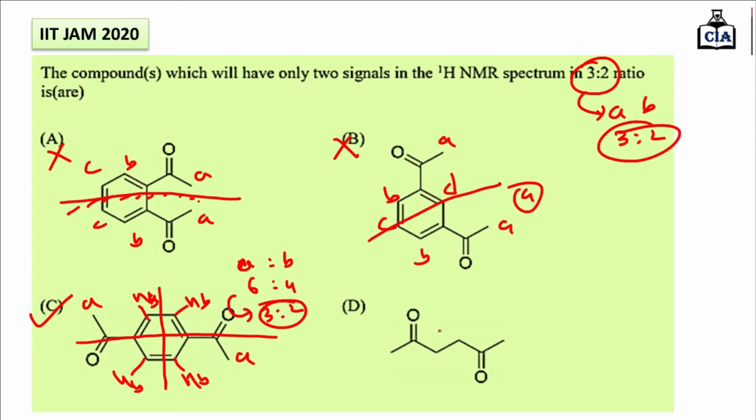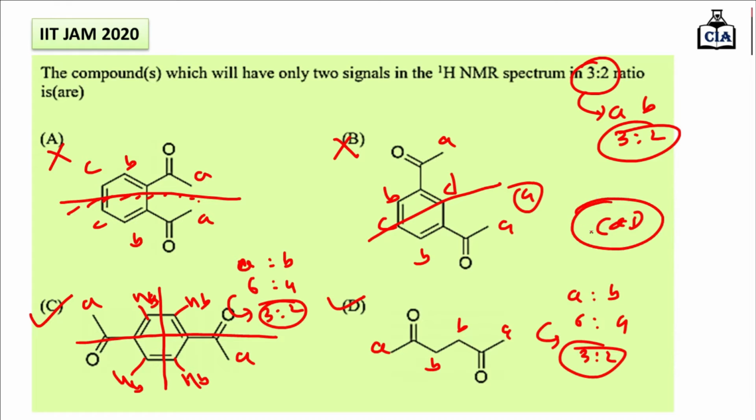Now check option D. In this case, if you calculate the total number of A type and B type of proton, this and this will be the same type of proton, and this is also the same type of proton. This means here also the A as to B ratio will be 6 as to 4. If you simplify this ratio, we will get 3 as to 2. So our correct options will be C and D.